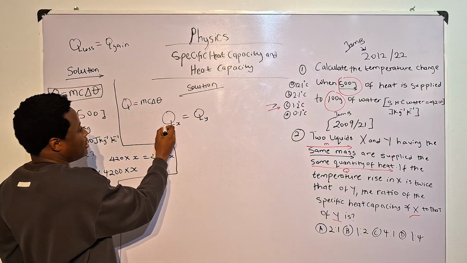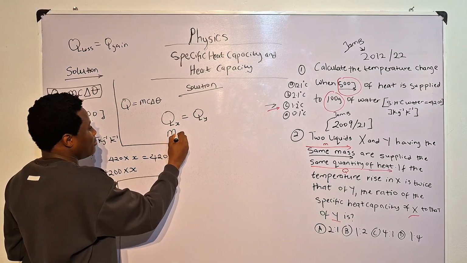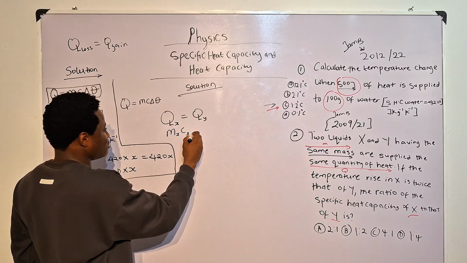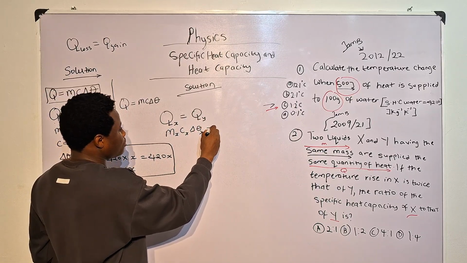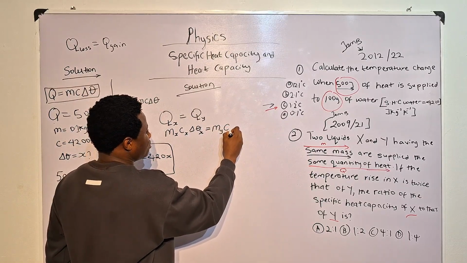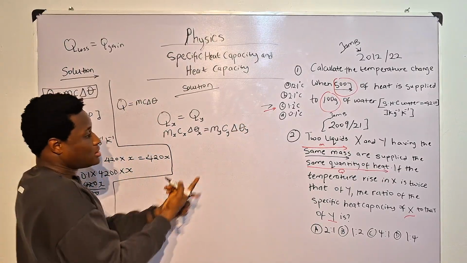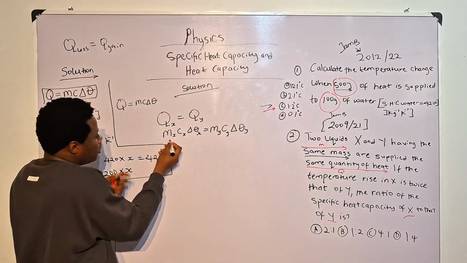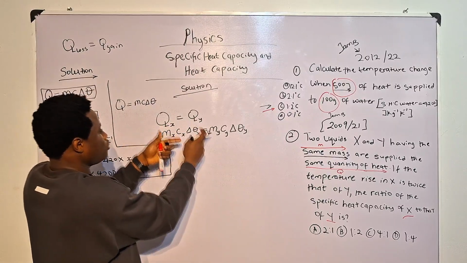Expanding Q now. Remember Q is MC change in theta. So we say mass of X times the specific heat capacity of X times the change in temperature of X is equal to mass of Y times the specific heat capacity of Y times the change in temperature of Y. Now, they said the masses are the same. They said they have the same mass and they have the same quantity of heat. So, Qx is equal to Qy.